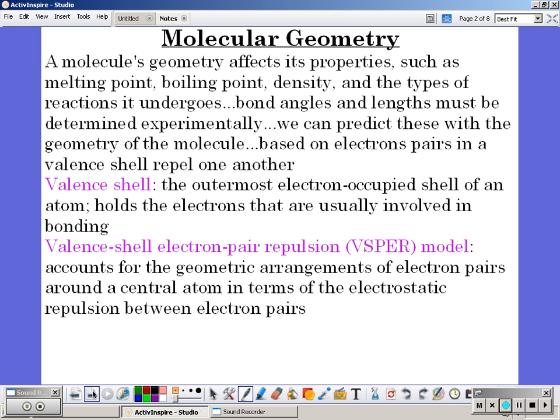This is based on the fact that electron pairs in the valence shell repel each other. The valence shell is the outermost electron-occupied shell of an atom and holds the electrons that are usually involved in the bonding. The valence shell electron-pair repulsion, or VSEPR model, accounts for the geometric arrangements of electron pairs around the center atom, or the central atom, in terms of the electrostatic repulsion between the electron pairs.